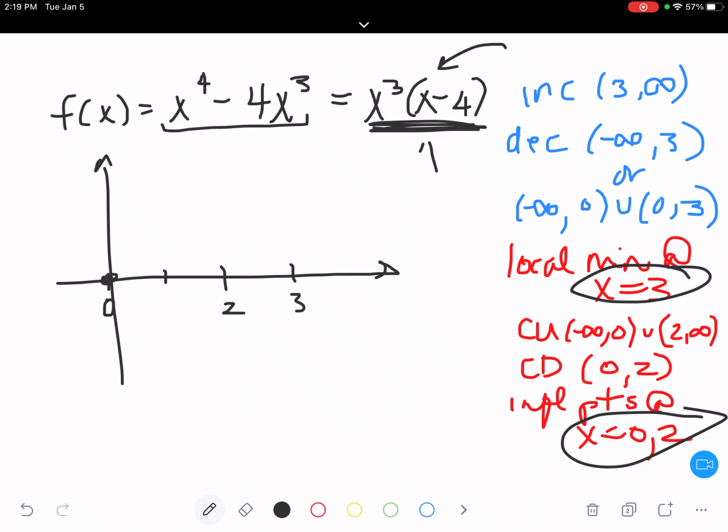If I plug in 2 here, which is the same as my original, it's not the derivative, I just factored out an x cubed, but it's easier to plug into. If I plug in 2 there, I get 8 times negative 2, which is negative 16. So I'm going to have a point here. And then if I plug in 3, I'm going to plug it in here, 27 times a negative 1, which is a negative 27. So it's going to be way down here.